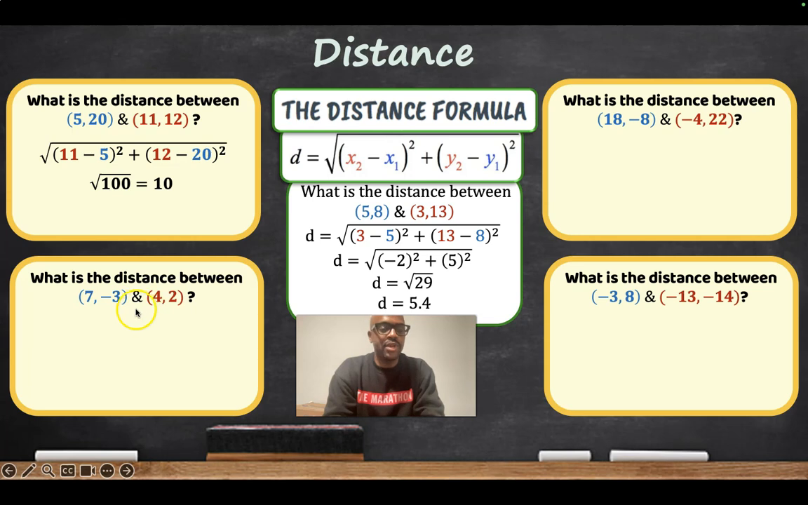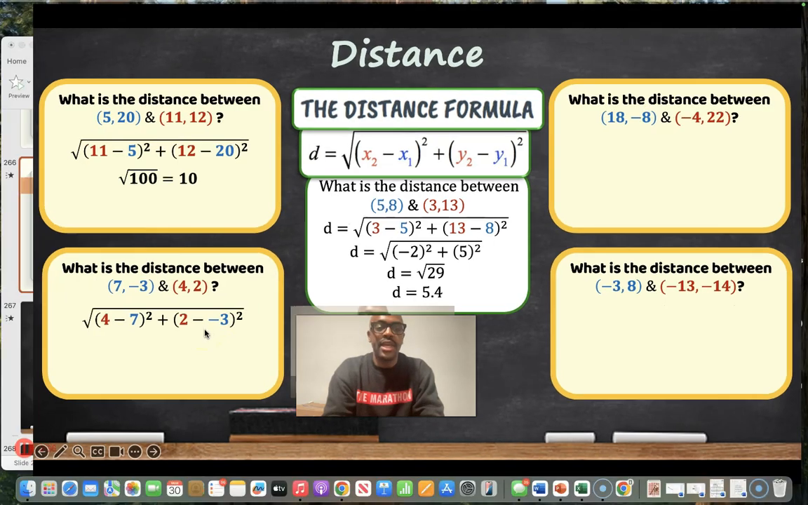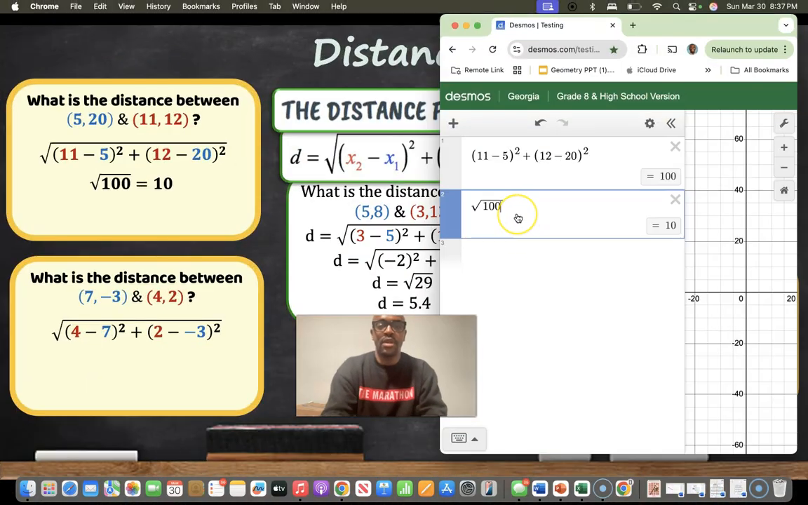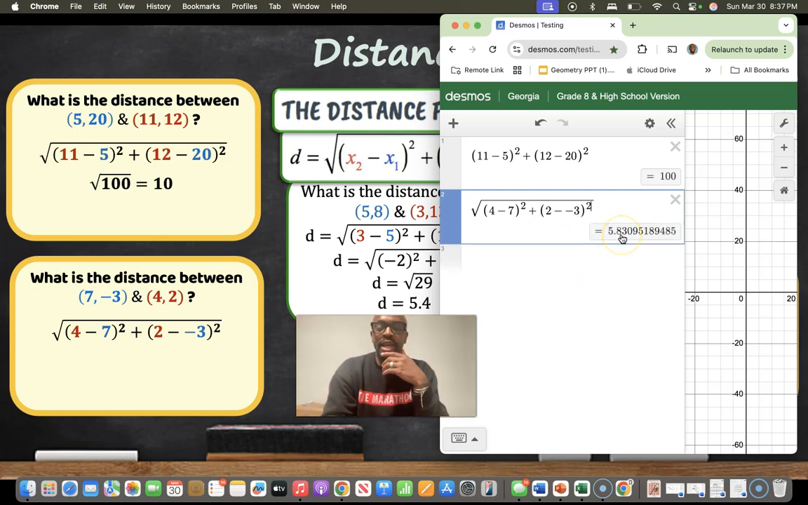If we want to find a distance here between these 2 points, we'll take the square root of 4 minus 7 squared and 2 minus a negative 3. Notice that I wrote 2 minus a negative 3 here, and then type all this in one step. All right. So then here you take 4 minus 7 plus 2 minus a negative 3. And you square it, and you get 5.8, right? If you round it to the nearest tenth, the first decimal place.